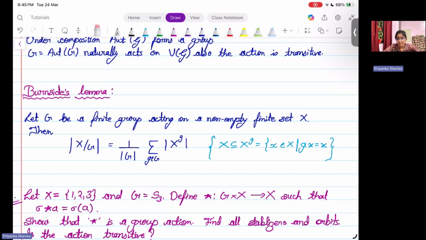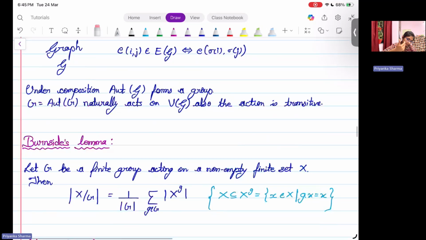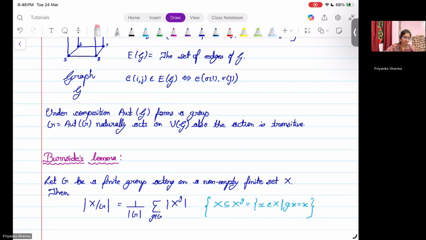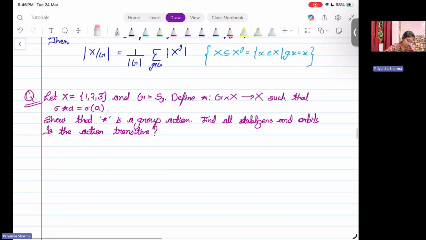Now, what is this X^g? X^g is a set of x like this. This will contain all those elements of X for which g dot x is x. So, this is the theory part. For further details, you can refer to the lecture videos where you can get all the proofs and some details for this discussion.